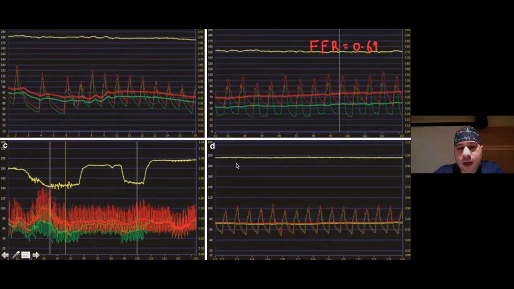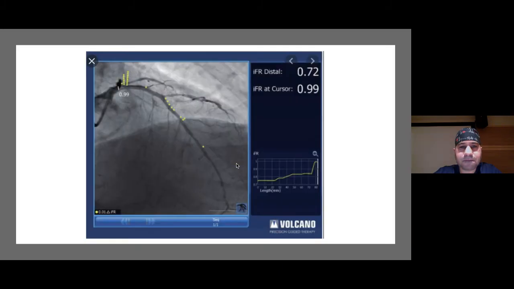And at the end, the wire was parked at the ostium of the left main to confirm that there is no drift, and this is a true reading. So PCI was performed for this patient.